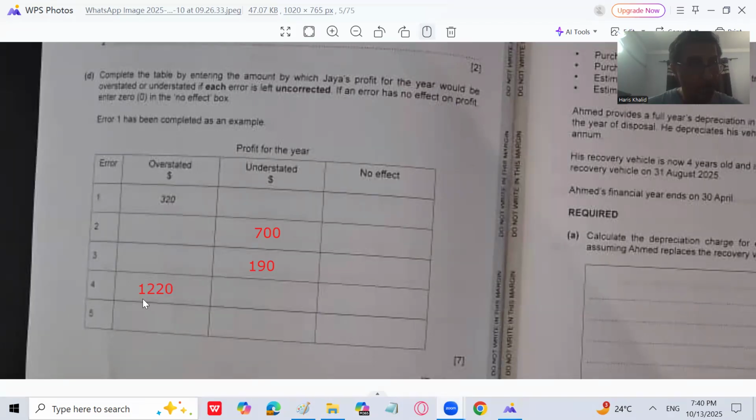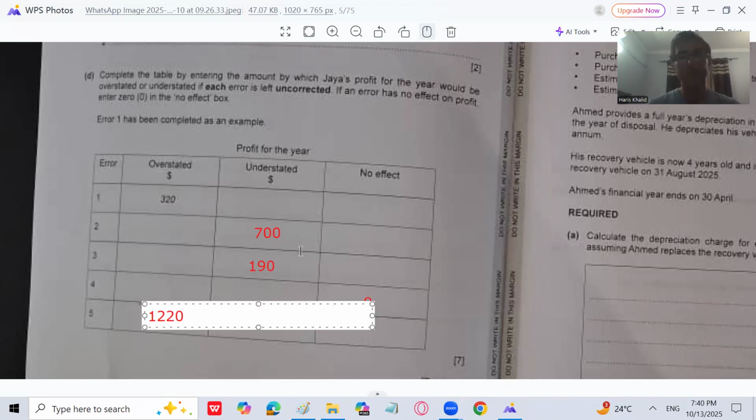Here I'm going to rub it out. Right. So here comes 0, and here comes overstated 1220. Okay. So that's it. Right. So we are done with this. 1 mark for this and 2 marks for this. 7 marks are quite heavy.